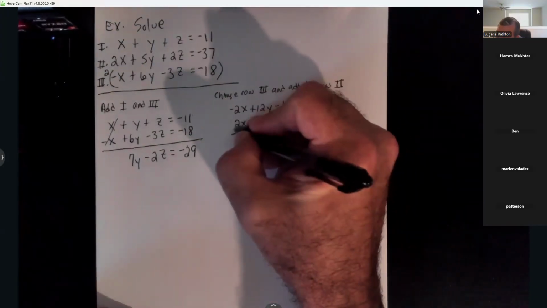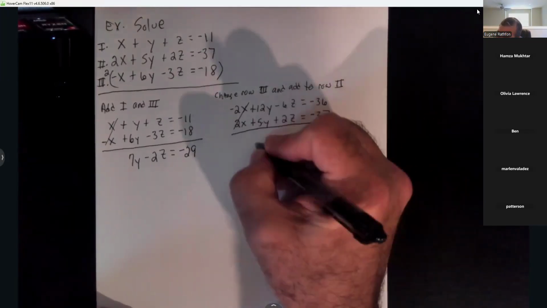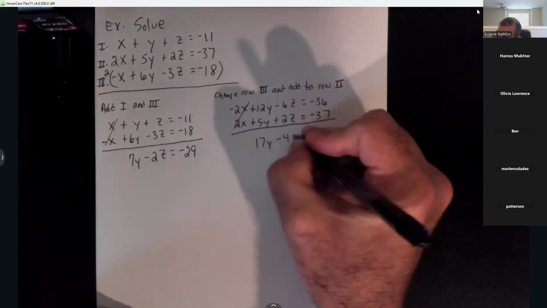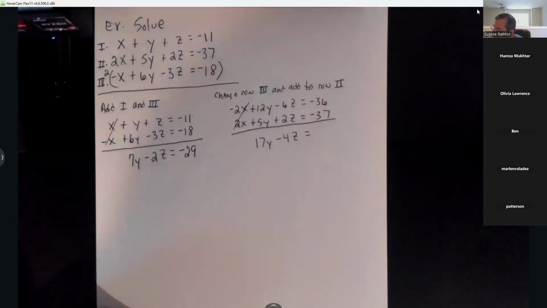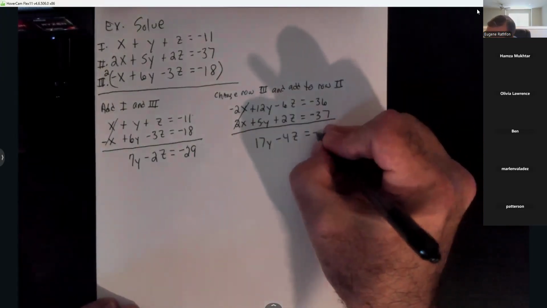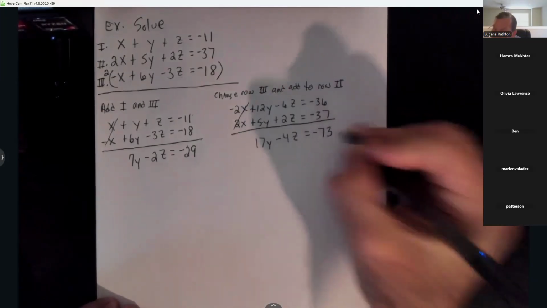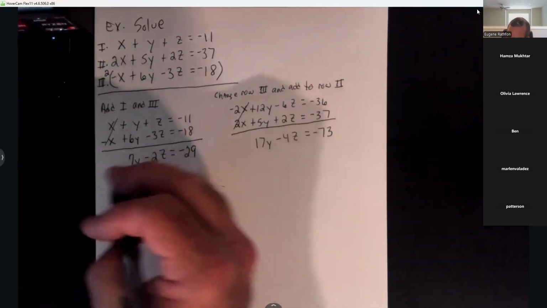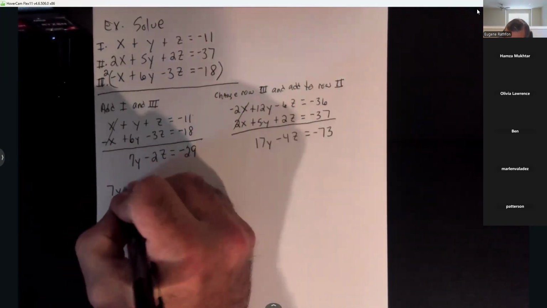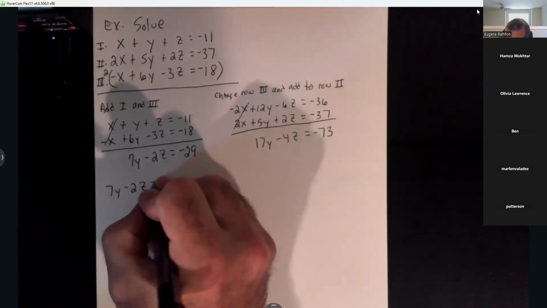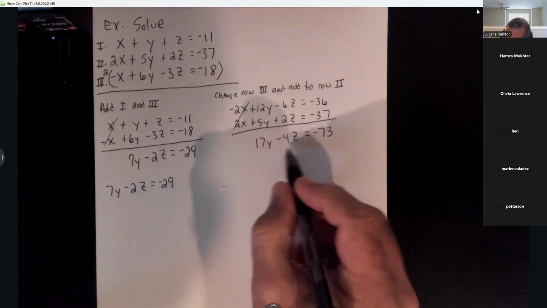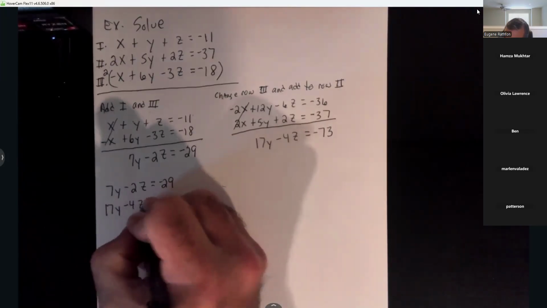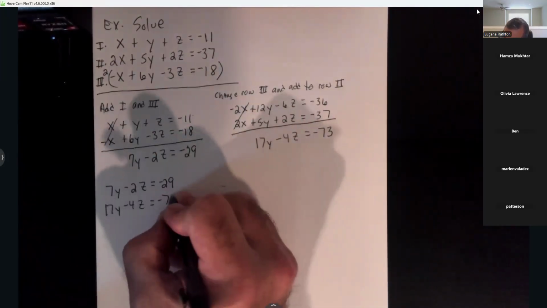All right, y'all, watch this. The x is canceled. So 12 plus 5 gave me 17y. Negative 6 and 2 gave me negative 4z. And then negative 36 and negative 37 is a negative 73. All right, so what you do is you're going to put these two equations together. And it'll look like the first 3 we did a while ago. And then that was what? 17y minus 4z equals negative 73.